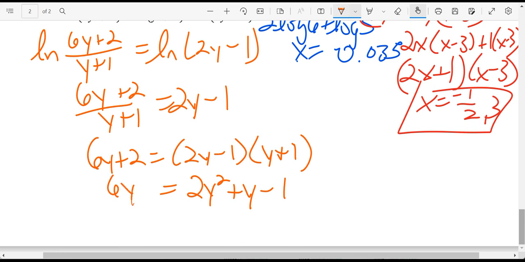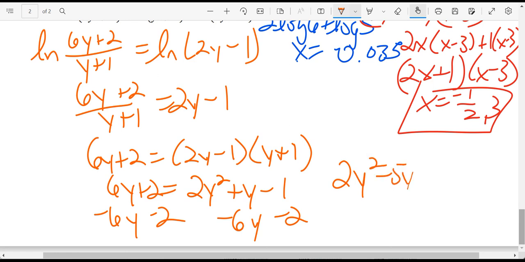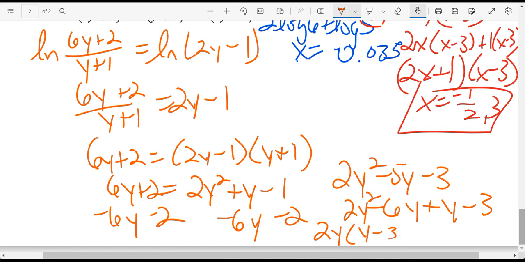Equals 6y plus 2. Let's move that 6y and 2 over. We can solve algebraically. 2y squared minus 5y minus 3. And AC method, so once again, negative 6y plus y. Oh, it worked out to be the same, that's weird. So it's going to get 2y times y minus 3, plus 1 times y minus 3, giving us solutions of y equals negative 1/2 and 3.